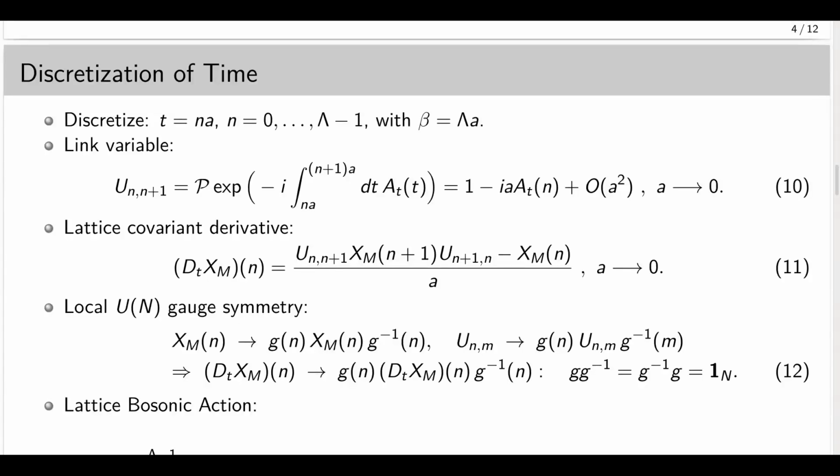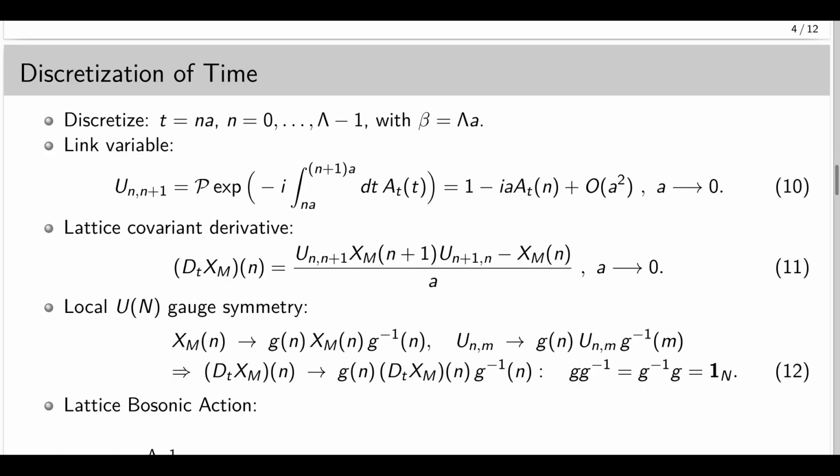Time is discretized as T equals N A, where A is the lattice spacing, and with beta equals lambda times A. The gauge field along one step becomes a link, the path-ordered exponential u sub n, n plus 1, which for small a is approximately 1 minus i a times A sub t, as shown in equation 10. Using these links, the covariant derivative becomes a gauge covariant finite difference.